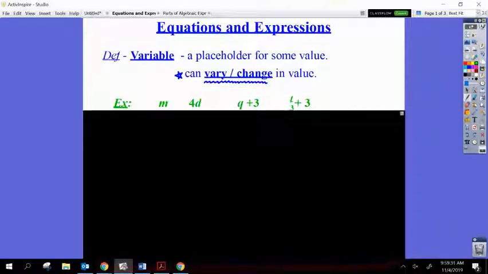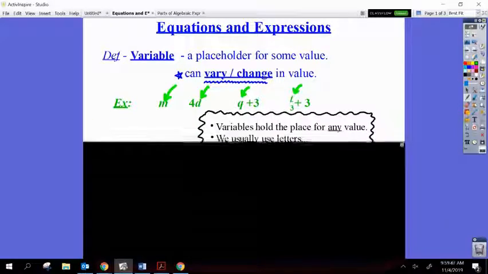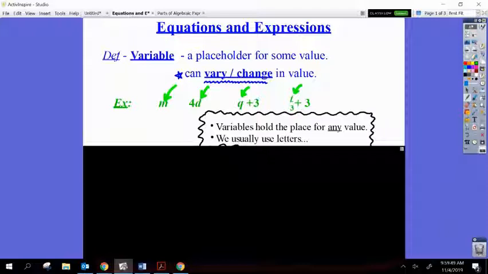Here are some examples of some variables, some located within what are called expressions. As you can see, the M is a variable, the D is a variable, the Q is a variable, and the F is a variable. Now, if you pay attention, all of these examples use letters as variables. We usually use letters for a couple reasons, one of which is the fact that they're easy to draw. They can quickly be replicated. But the other reason is that most people know what those variables are. They know what a letter is.